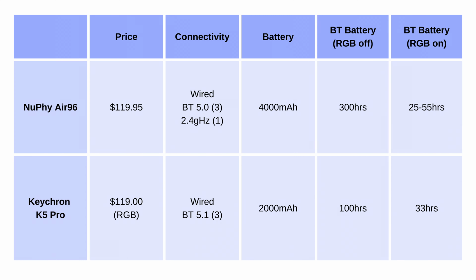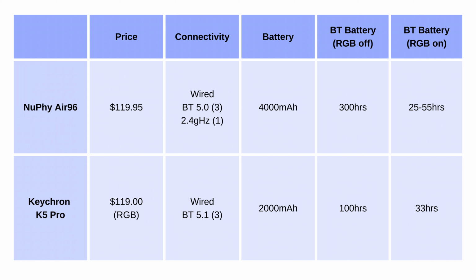As far as Bluetooth use time estimates with all the backlighting off, Keychron estimates up to 100 hours, whereas the Air 96 estimates up to 300 hours. However, if you are using the backlighting, if you have your RGBs on, the Air 96 estimates that it drops to 25 to 55 hours. I think that range is to account for the level of brightness that you have it set to.